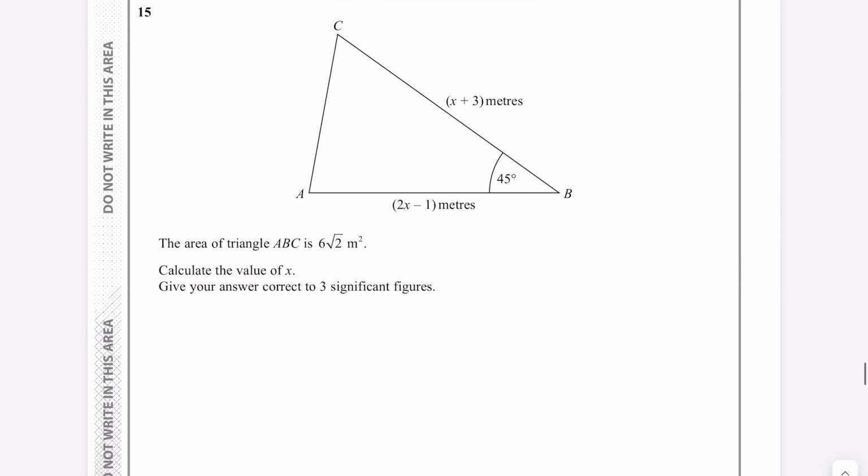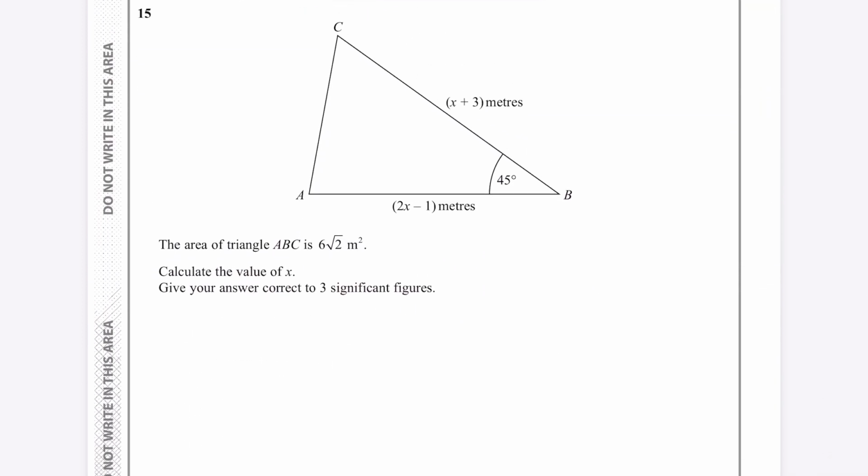Moving on to the next one: the area of rectangle ABC is 6 root 2 meters squared. Calculate the value of x. Give your answer to 3 significant figures. So this could be a hint at some point, because it does say calculate to 3 significant figures, so we will need a calculator to get that.